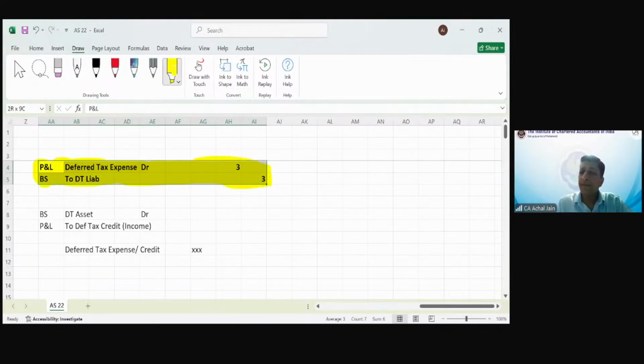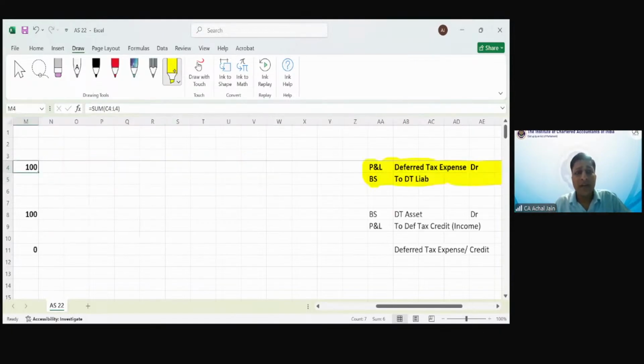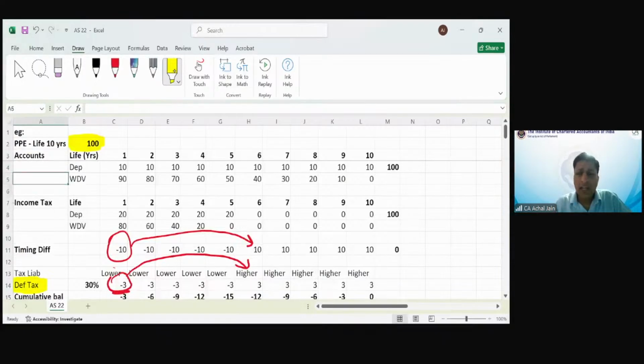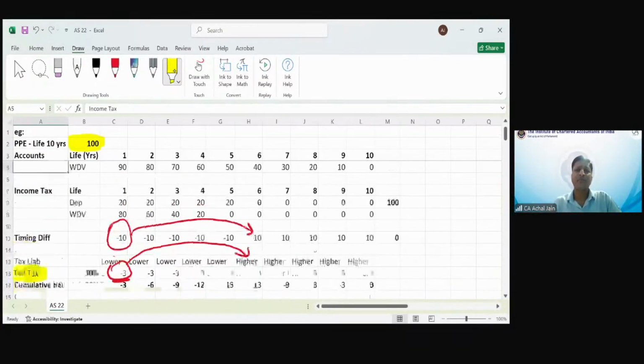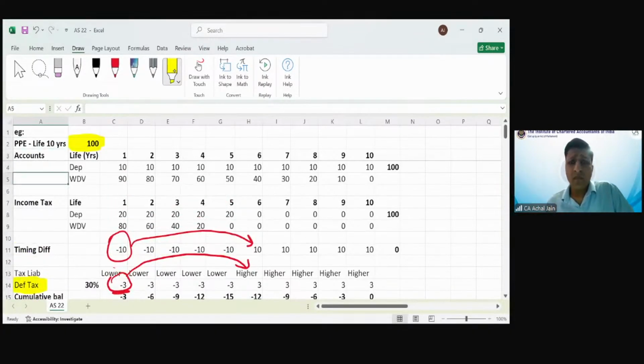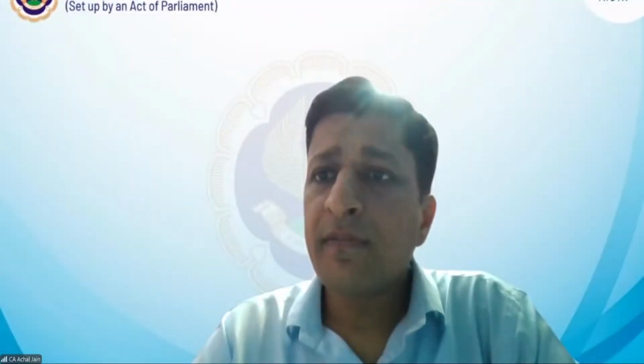Clear on the meaning of deferred tax? Any questions, any doubts if you have? See, this concept is very, very important and it is also considered to be a bit tricky. So if you have any questions, any doubts, please let me know. Yes, Shiv, I think you have a query. Please go ahead.